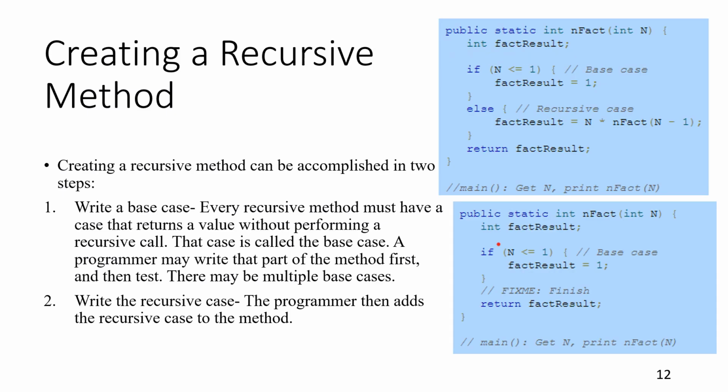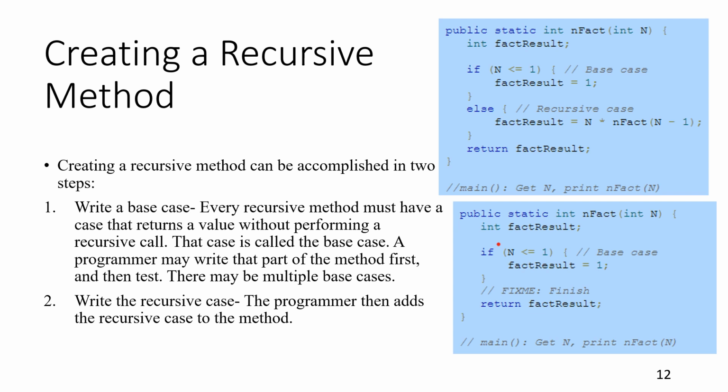Welcome back to Introduction to Computer Science class, and we are going to continue creating a recursive method. So here we are going to see how to create a recursive method. There are two major steps to create a recursive method. The first is to write a base case, and then to write the number of recursive cases or recursive calls.